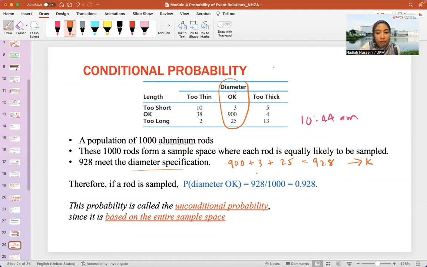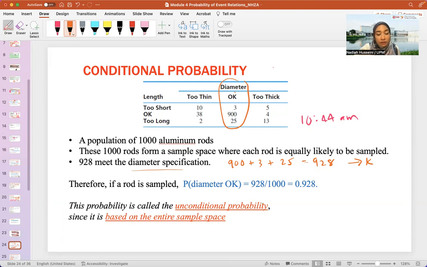This is fairly straightforward, and we have seen this earlier on. This probability is called the unconditional probability, because you are finding this probability out of the entire sample space. So again, what is important to know is whether it's conditional or unconditional. In this case, this is unconditional. You need to know what your sample space is.